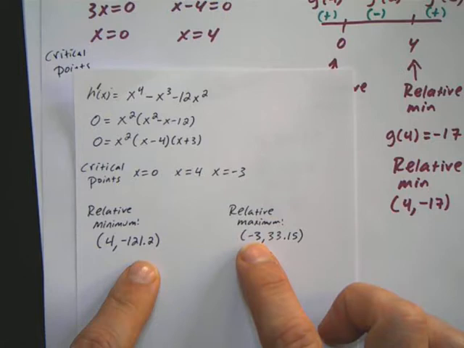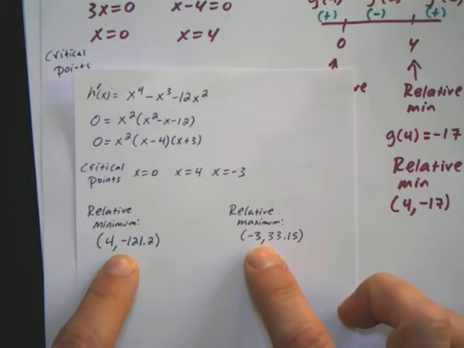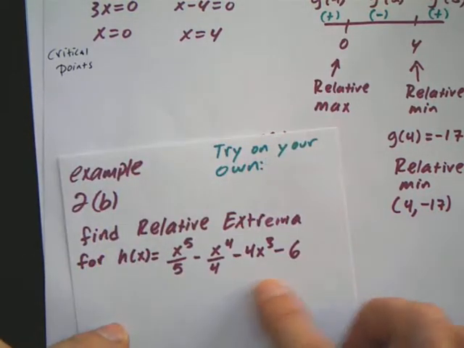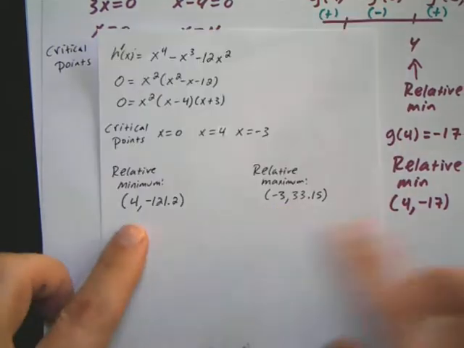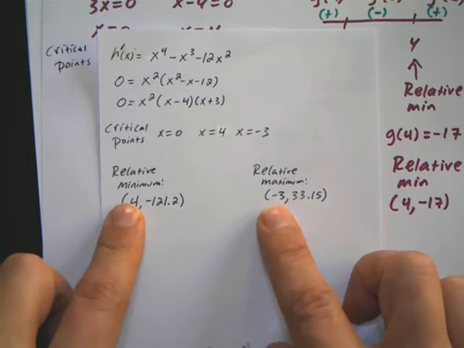And the way I got these values was I plugged 4 and negative 3 into the function, into h, through the use of a calculator. I wouldn't be able to plug in 4 into this by hand, and I wouldn't be able to plug in negative 3 into this by hand. I would have to use a graphing calculator. So that's what I did, I found these values, these y coordinates, by plugging these numbers into a calculator.